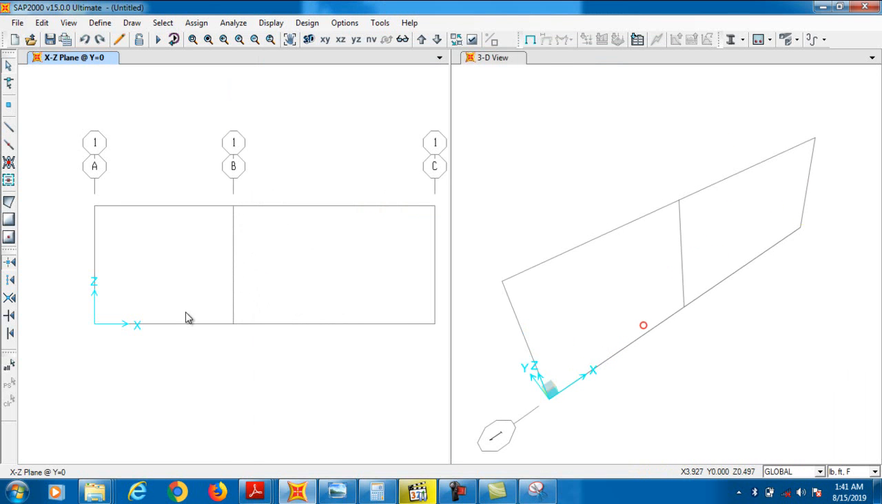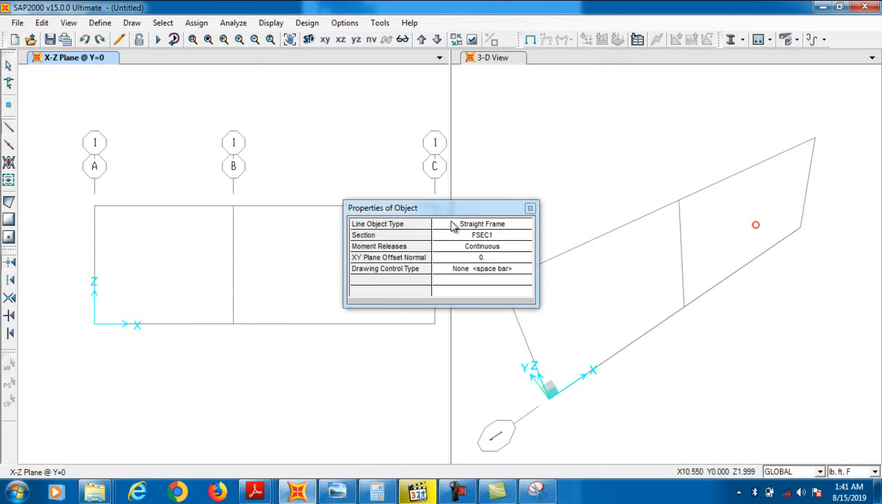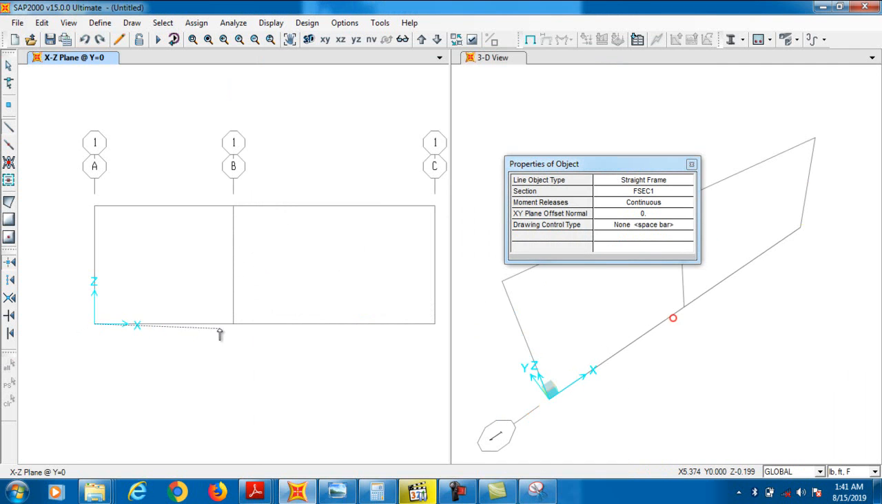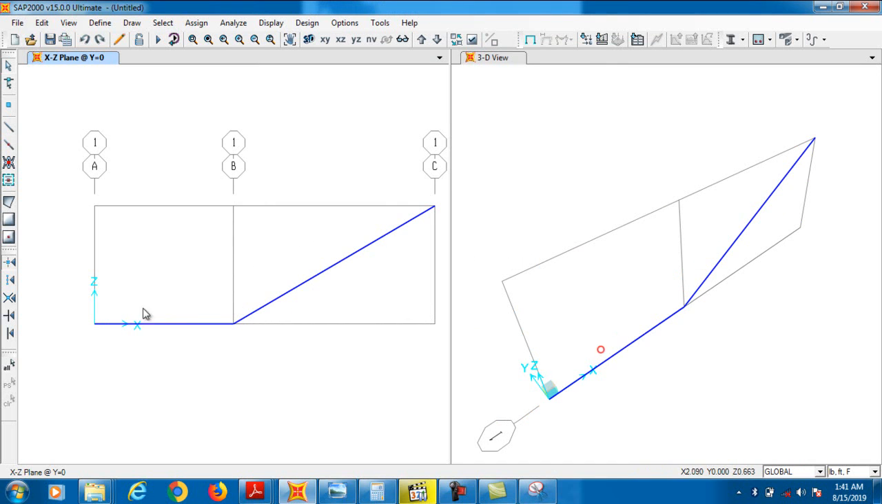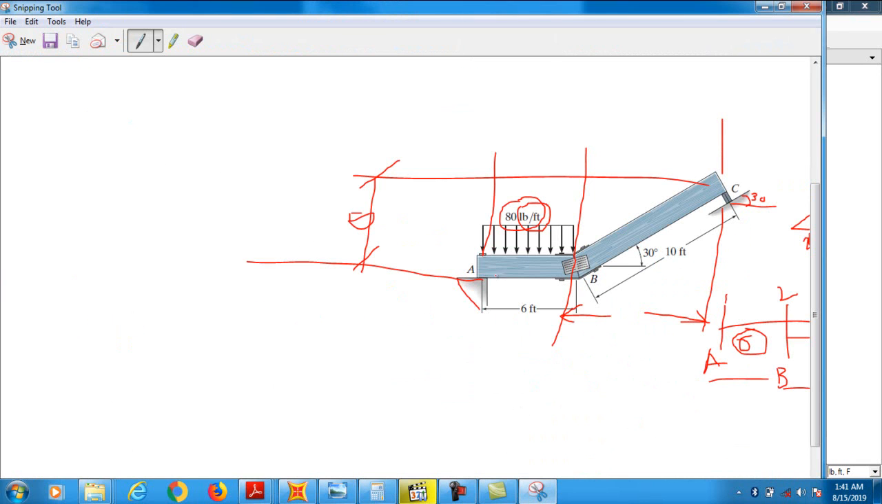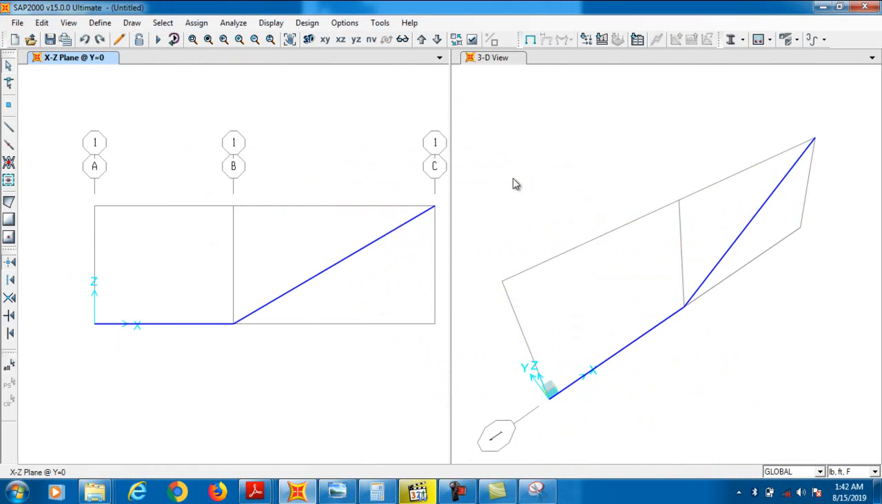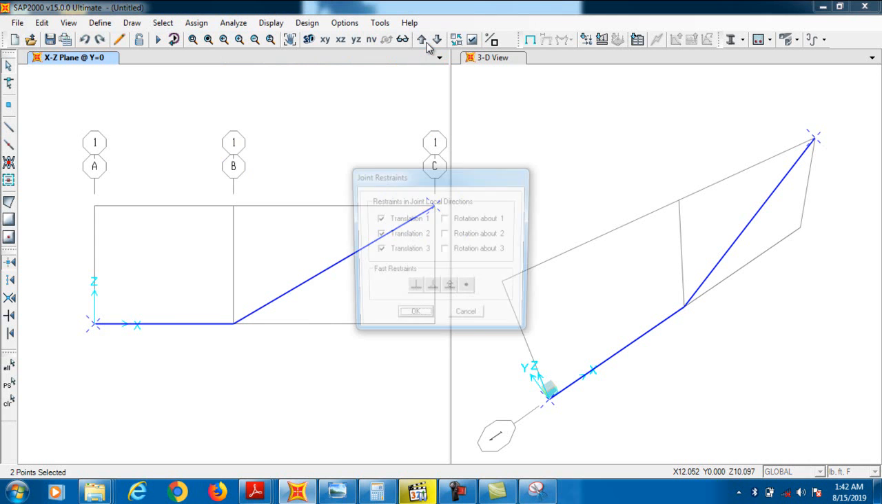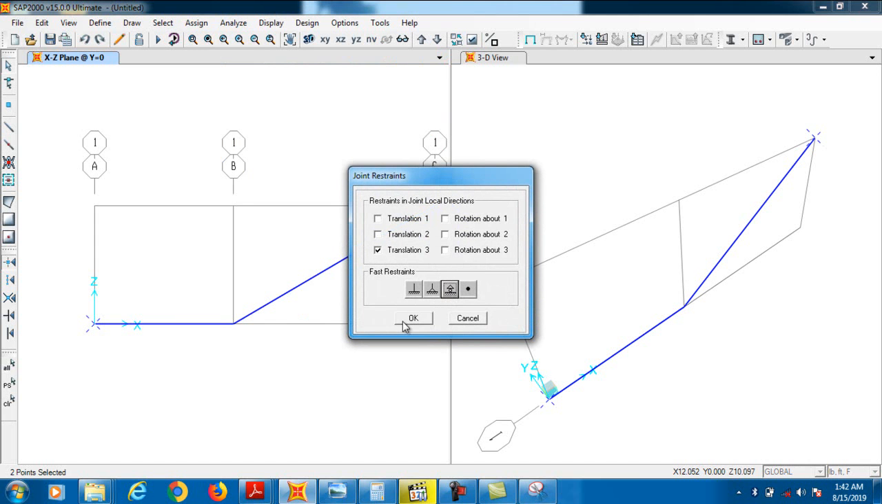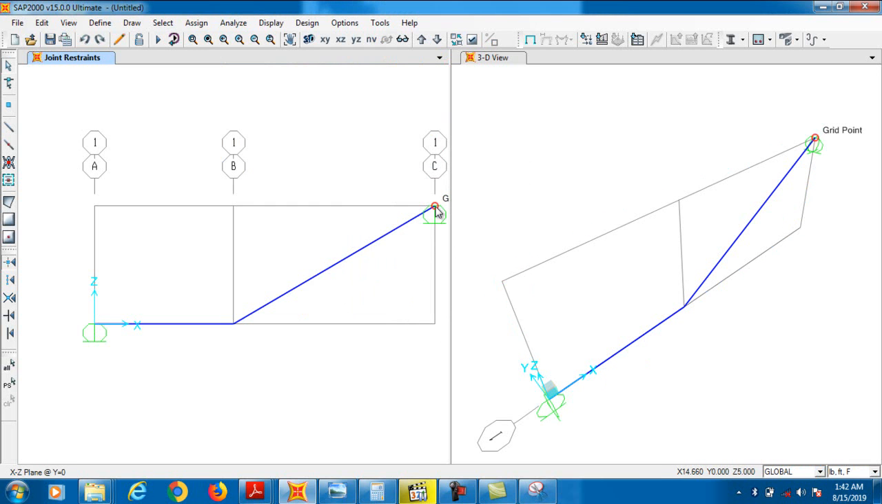Now these are the grid lines. Select line element. Click here, then click at a distance of 6 feet, and then click this corner. So now this is your beam. You must know the beam is just placed here, so this is a roller support, and the beam is just placed over here, so this is also a roller support. Clear? So select this point, assign, joint, restraint, and OK.